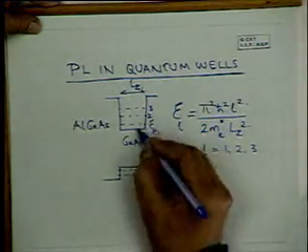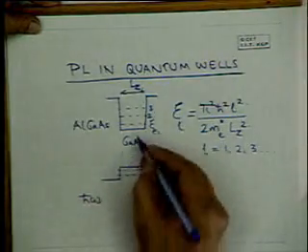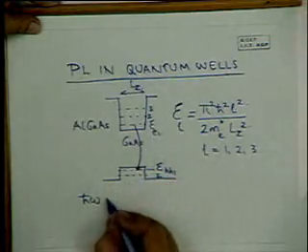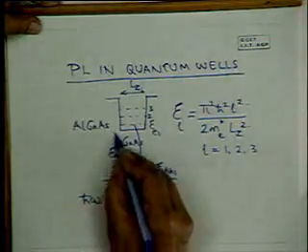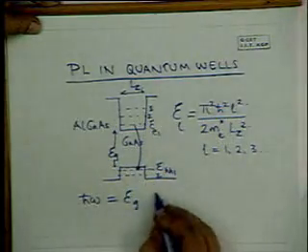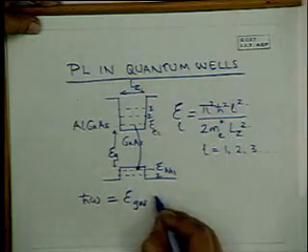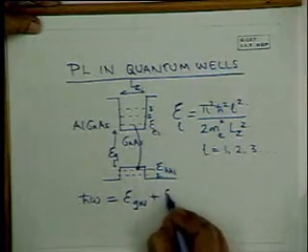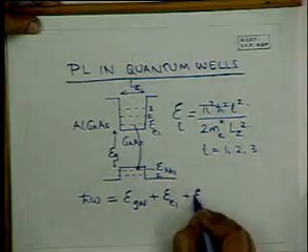So what is the energy of emission in a quantum well? The lowest energy is h-bar omega, which is equal to obviously E_G, E_G say well, plus E1 plus E_HH1.